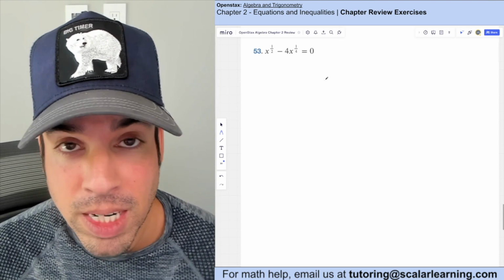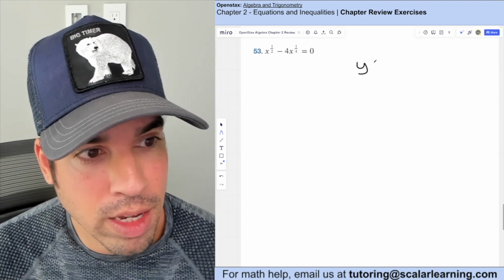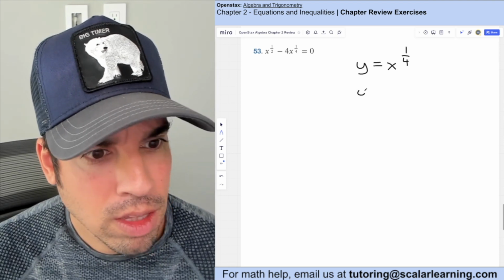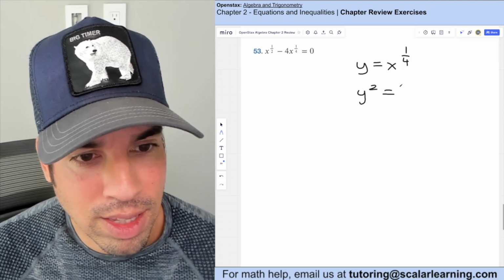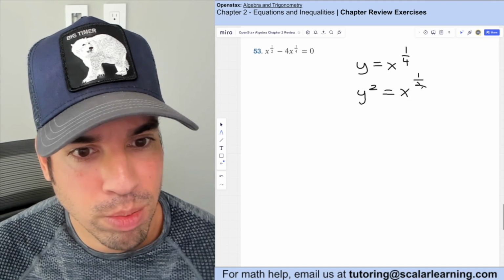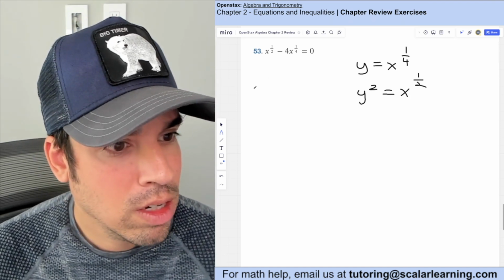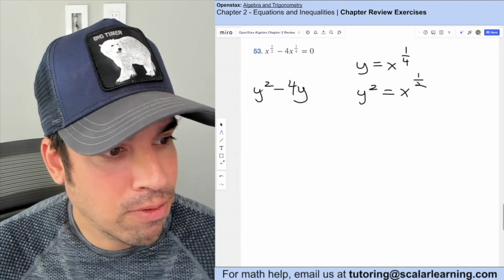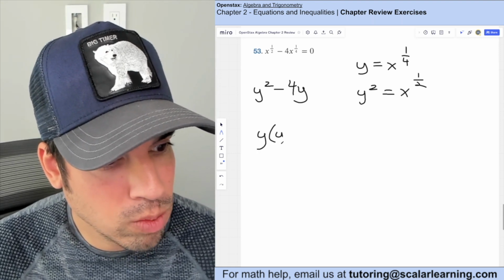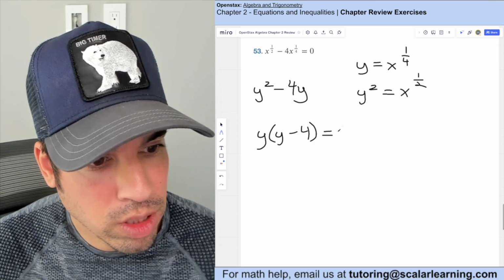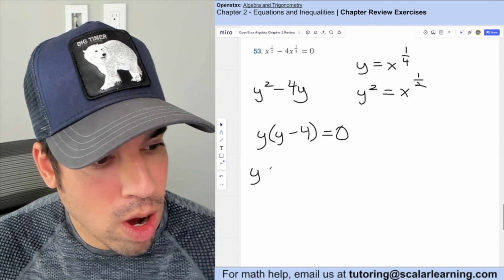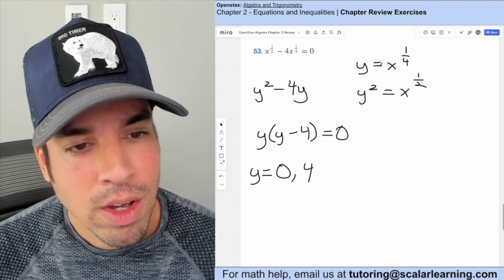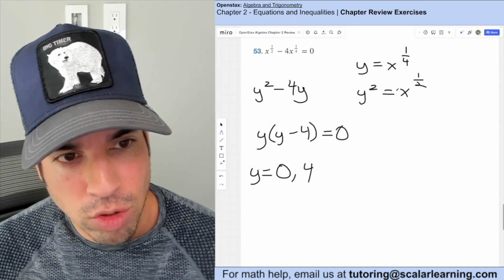So what I'm going to do here is I'm going to actually use substitution. I'm going to set y equal to x to the 1/4, that term. That means that y squared is this squared, which is x to the 1/2. So that's pretty cool because now I can rewrite this as y squared minus 4y. Now I can factor out a y, and I can say y times y minus 4 equals 0. This means that my two solutions for y are 0 when this zeroes out, and 4 when this one zeroes out. Now I can plug it back into my original equation and solve for x.